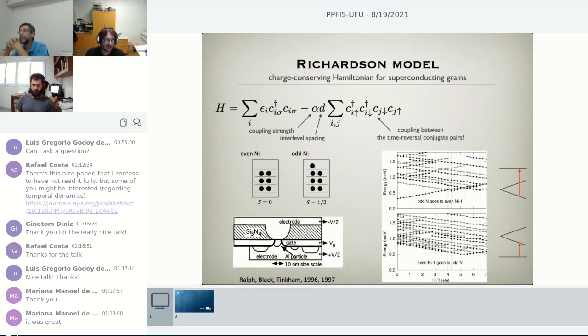And then, out of all of the interactions which are induced by the electron-electron interaction, we keep only those between the time reversal conjugate pairs. And this is actually fully in the spirit of the BCS theory as devised by Bardeen, Cooper, and Schrieffer. Originally they devised the Hamiltonian in momentum space, and there the time reversal conjugate pairs were, for instance, k spin up and minus k spin down.